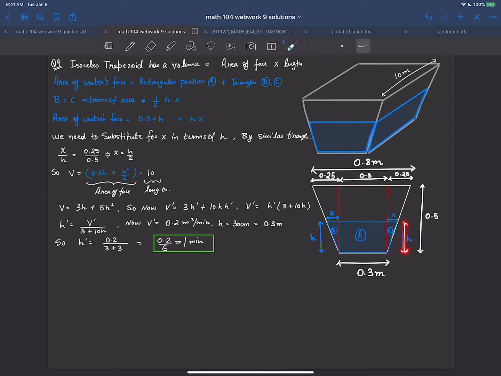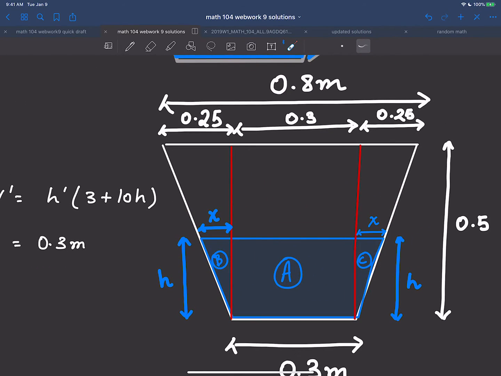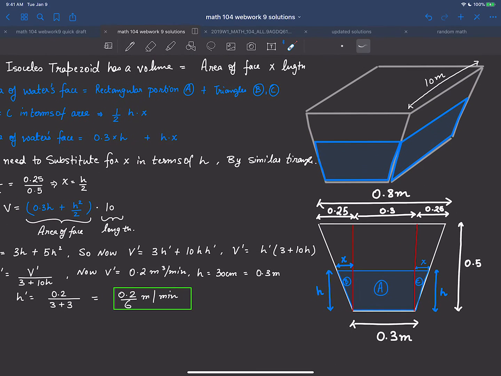Well, these little quantities on the side, I'm going to call x because the symmetry is going to be the same. So my agenda is to find this area first, and then multiply by the length that's given to me to be 10 meters, so I can easily figure out the volume. Okay, so the surface area could be composed of these three things. You have an A, a B, and a C.